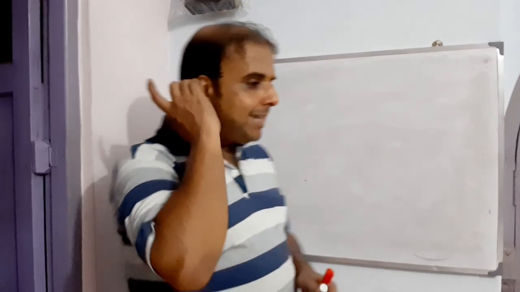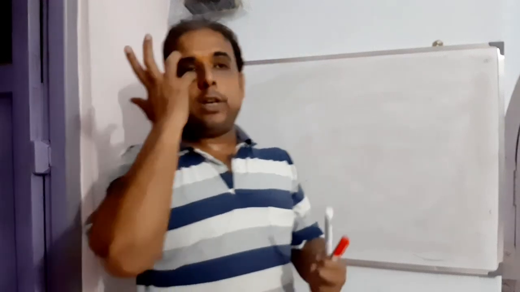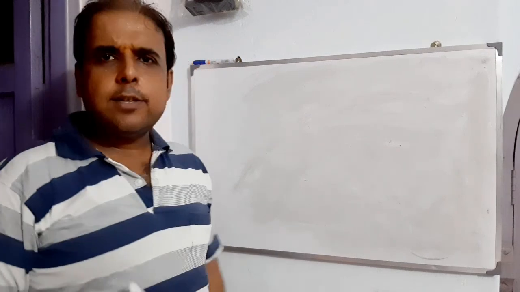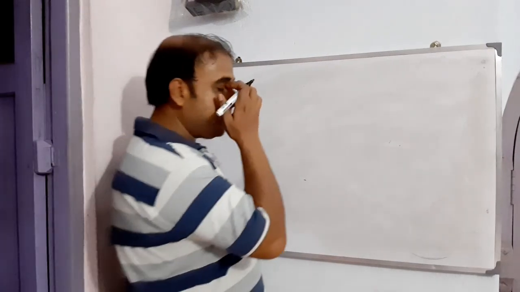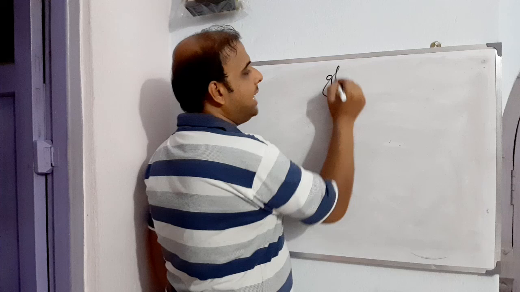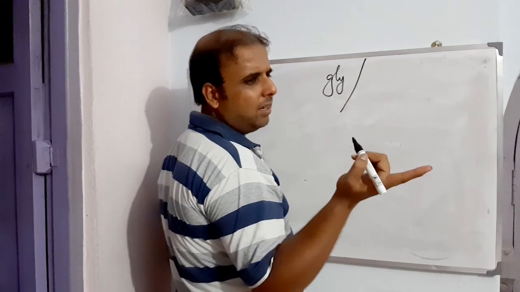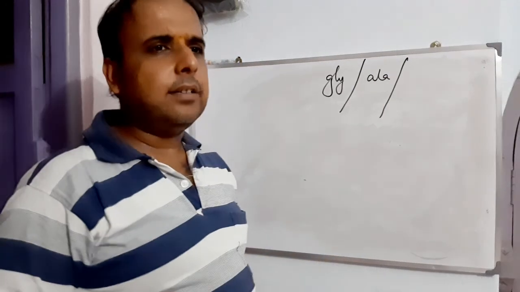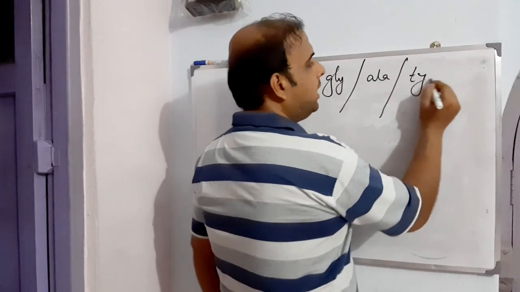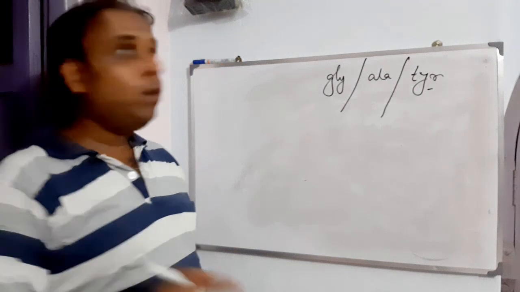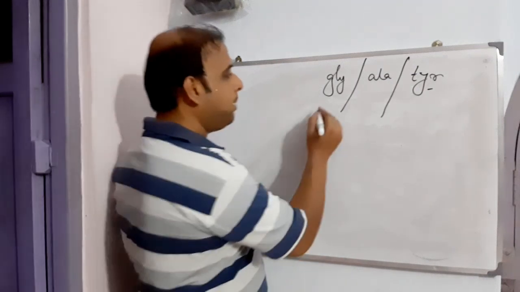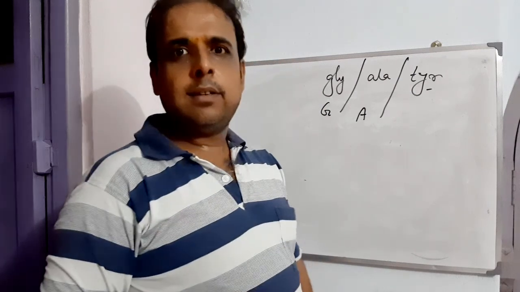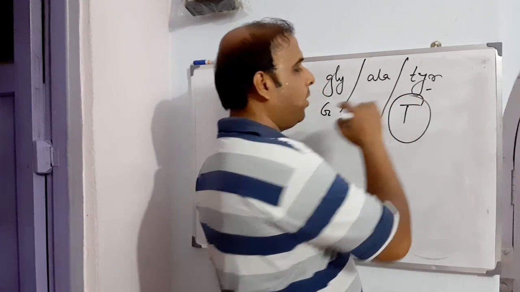As I told you, through the mix and split method we can get multiple products in a single vessel. Suppose we have only three amino acids, the simple ones: glycine, then alanine, and tyrosine. Do you know, glycine can also be represented with G, alanine with A, tyrosine with T.